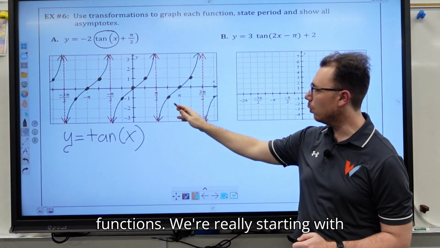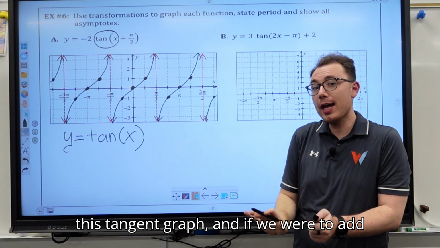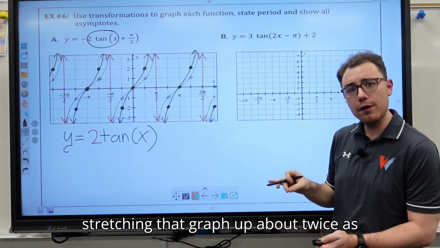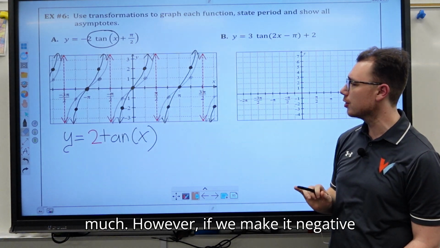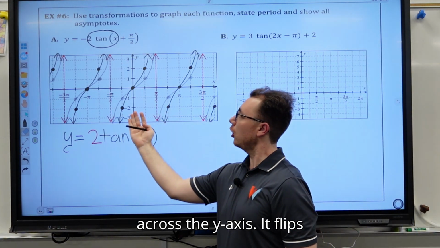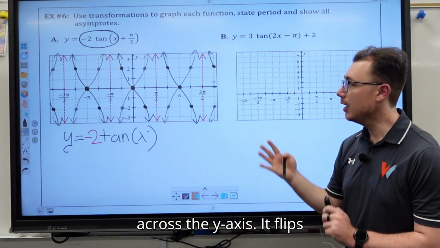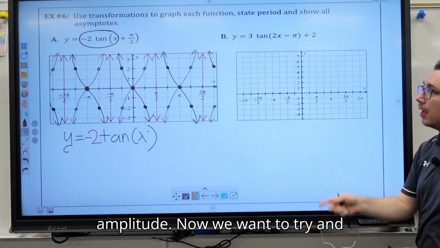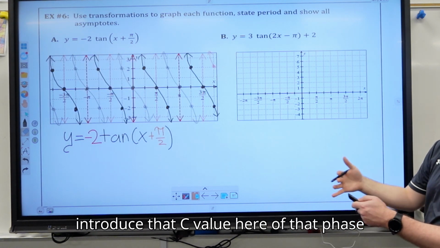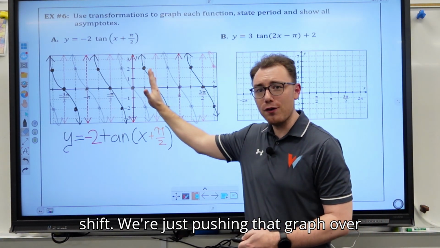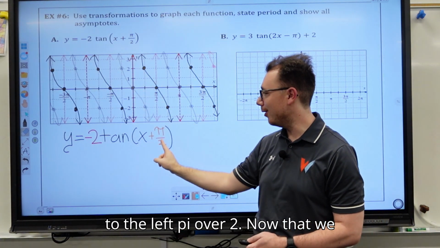We're really starting with this tangent graph, and if we were to add an amplitude of 2, we're really just stretching that graph up about twice as much. However, if we make it negative 2, notice how we're going to flip it across the y-axis. It flips across the y-axis if we have a negative amplitude. Now we want to try and introduce that c value here of that phase shift. We're just pushing that graph over to the left pi over 2.